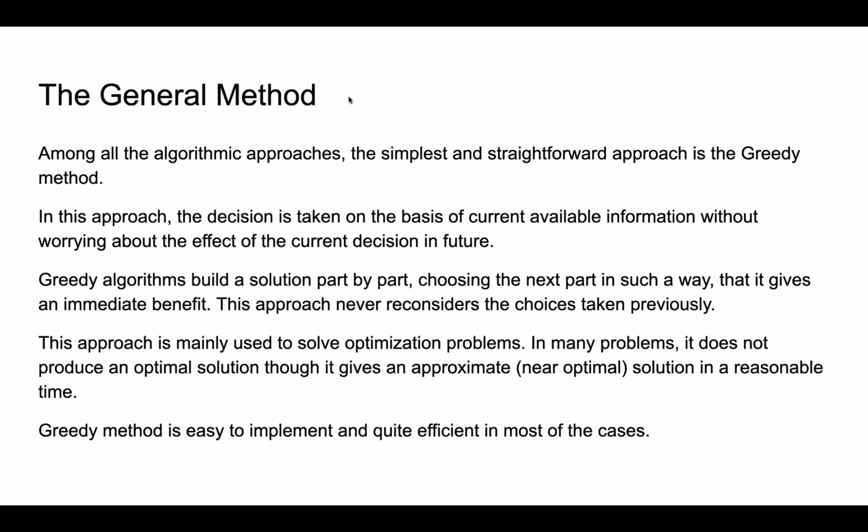Then greedy algorithms build a solution part by part, choosing the next part in such a way that it gives an immediate benefit. This approach never reconsiders the choices taken previously. Greedy algorithms build a solution part by part. Okay, again, a part by part solution is there.